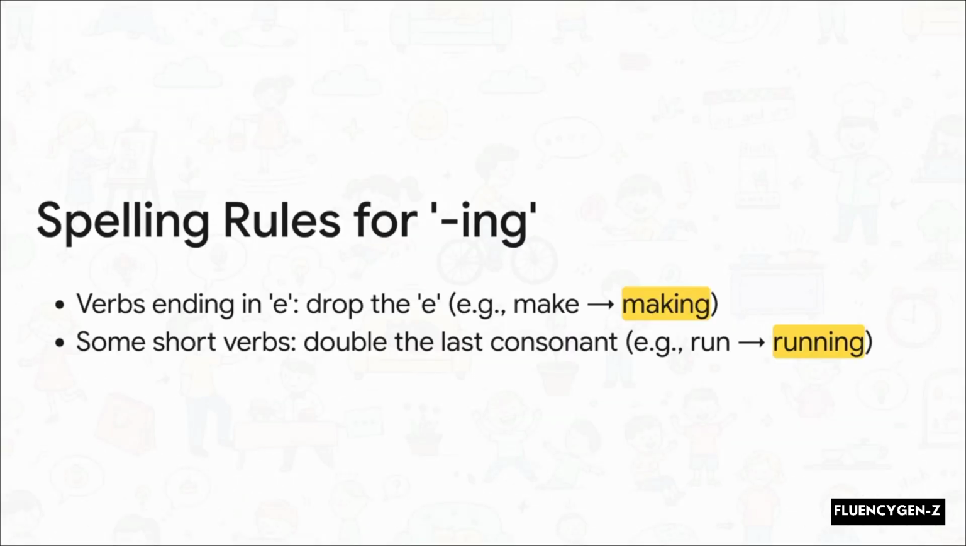Okay, just a couple of quick pro tips on spelling when you add that ing. For a verb that ends in an e, like make, you just drop that e before adding ing, so it becomes making. Easy, right? And for some short verbs like run, you have to double that last letter, so you get running. Just little details, but they make your writing look perfect.